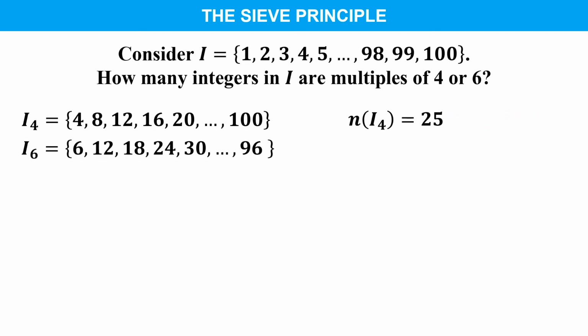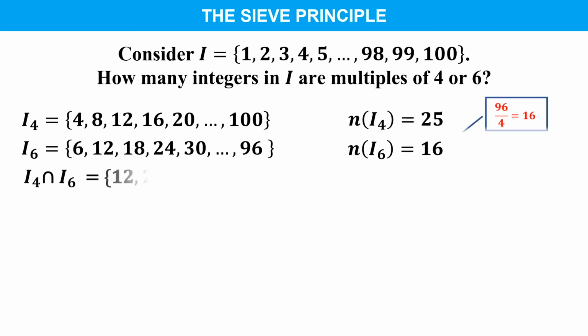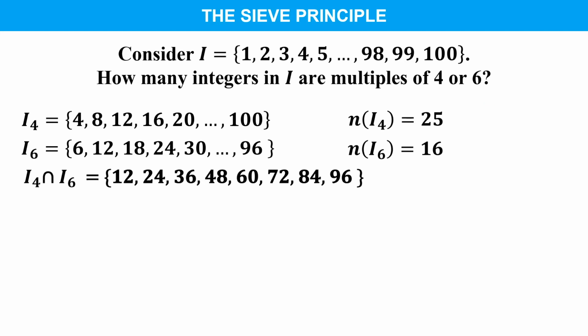Next, determine the number of multiples of 6. There are 16 of them. Then determine the number of multiples of 4 that are at the same time multiples of 6. There are 8 of them. Take note that these numbers are also multiples of 12, 12 being the LCM of 4 and 6.